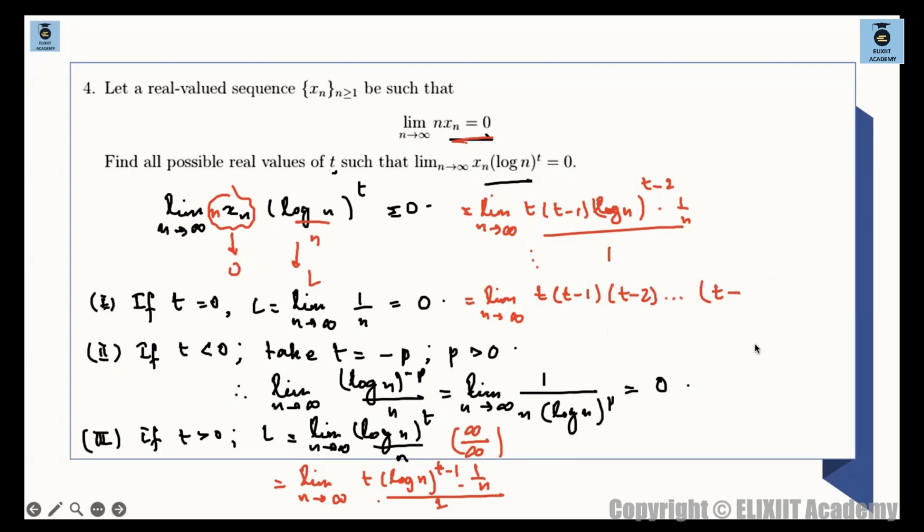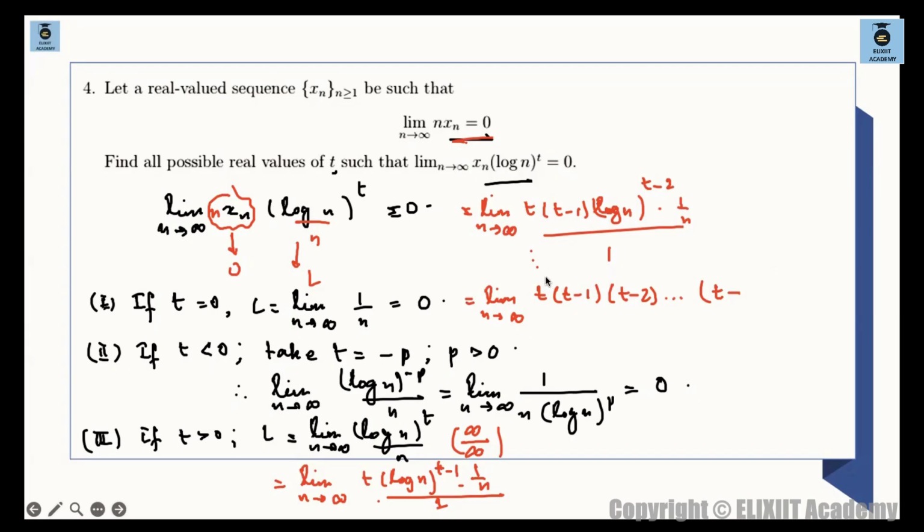If you differentiate this thing k number of times, 1 by n will continue. What is the kth term over here? Let's say kth term. What is the kth term? t into t minus 1, t minus 2 and so on, till how much? What is the kth term over here?